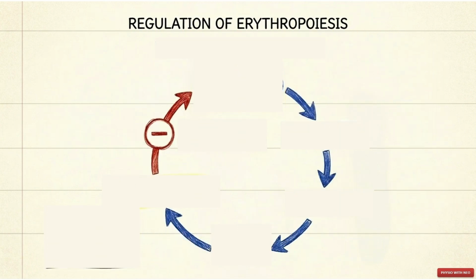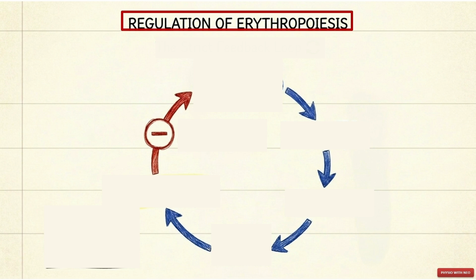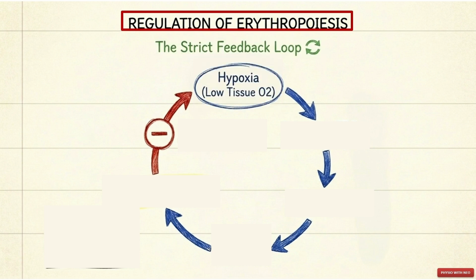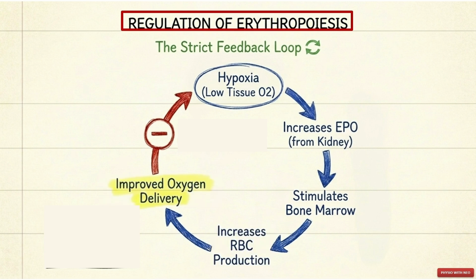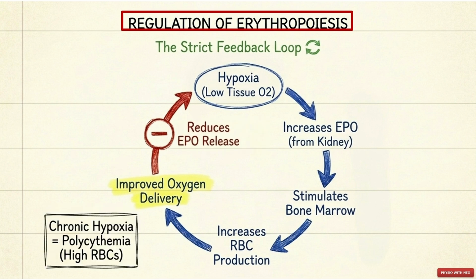Now regulation of erythropoiesis. This is simply a negative feedback loop. It starts with hypoxia, that is low tissue oxygen. It stimulates the kidney to release erythropoietin, which in turn stimulates the bone marrow and increases the RBC production, which improves the oxygen delivery, and thus the erythropoietin release is decreased. Now we can see chronic hypoxia is the most common cause of polycythemia, and the cycle gets completed. So whenever you see a regulation question, draw this loop.